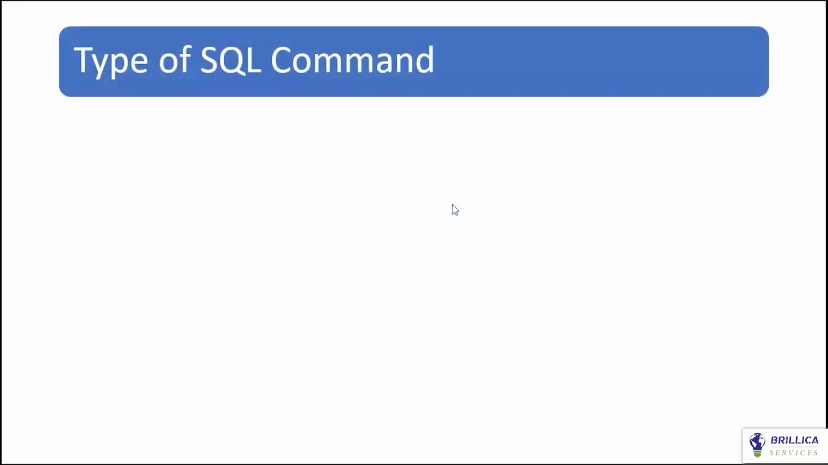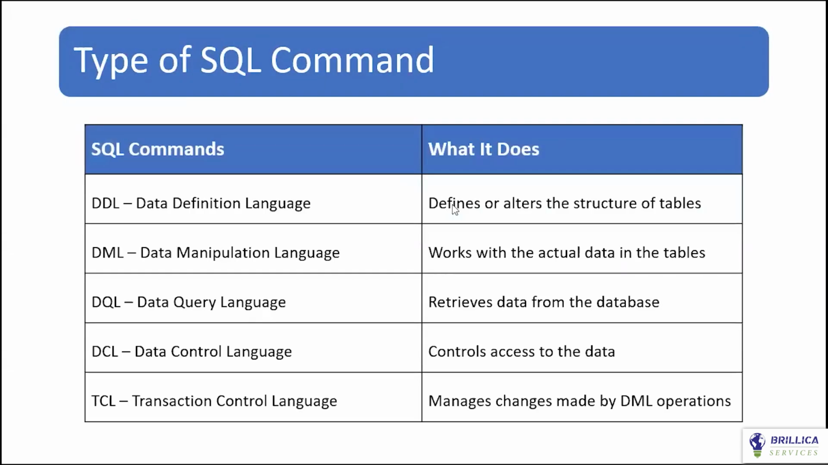Now let's understand the types of SQL commands. Number one is DDL, that is Data Definition Language. This DDL is used to define or alter the structure of tables. Then we have Data Manipulation Language, which is used to work with the actual data in the table. Data Query Language is used to retrieve data from the database. Data Control Language is used to control access to the data. And then at last, we have Transaction Control Language, which is used to manage changes made by DML operations.